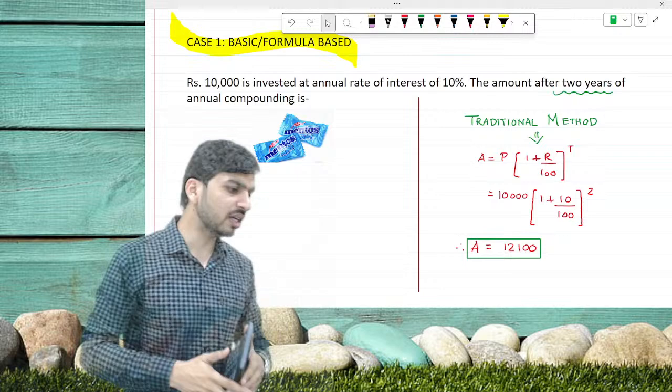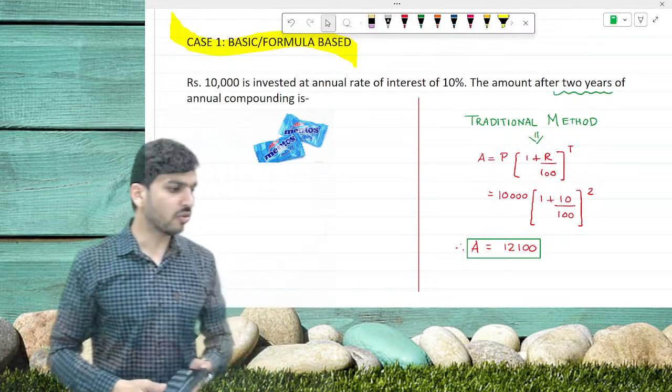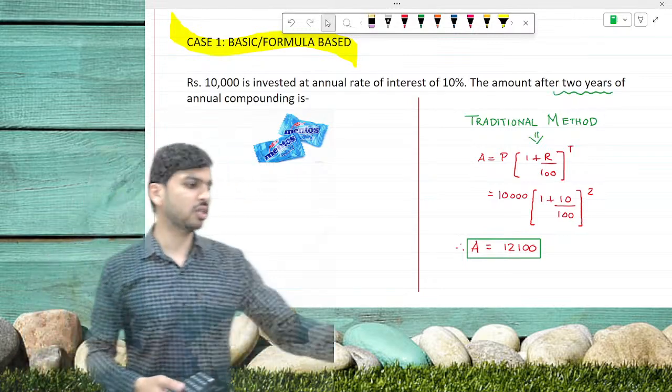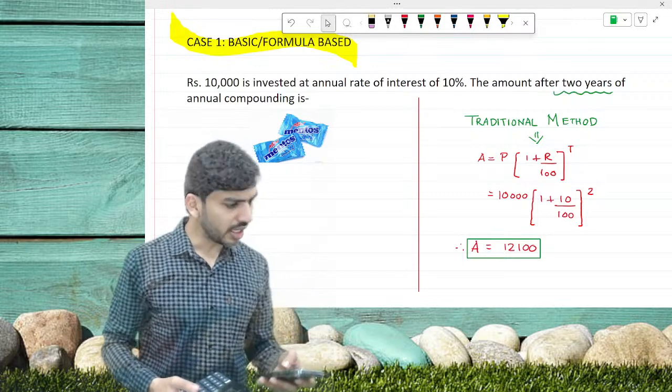Very much clear, Pratik? Yes, very good. All of you. Yash, very, very good. Very good. Kani, very good.